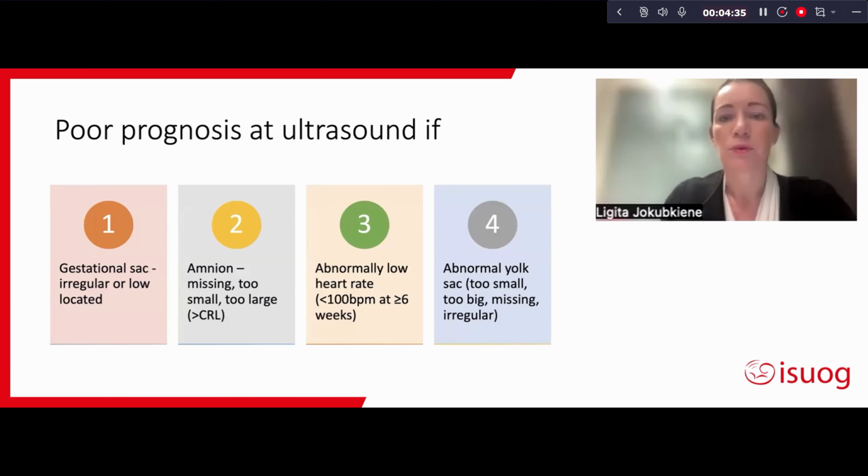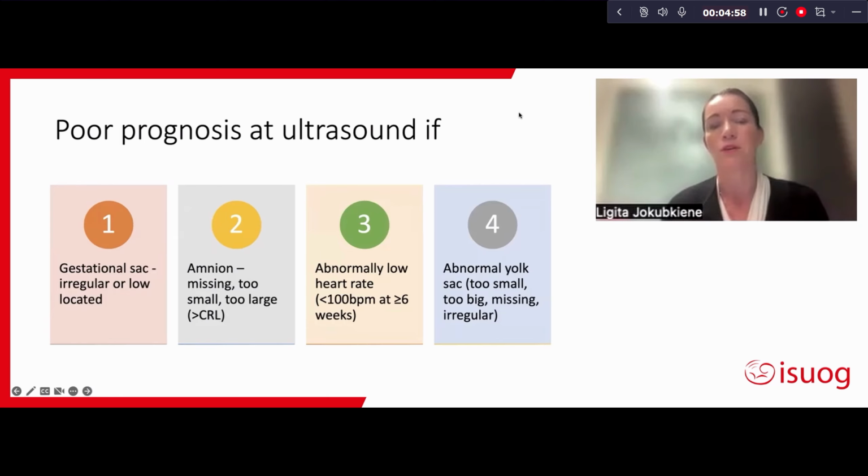So what about the prognosis at ultrasound? There are some signs that might say that this woman has a poor prognosis for this pregnancy to successfully develop. When we look at the gestational sac, it could be an irregular or low located sac. Of course, maybe low implantation, but particularly if the pregnancy is viable and we have a low located sac, we might suspect that the sac is on its way out from the uterus, going to be expelled.